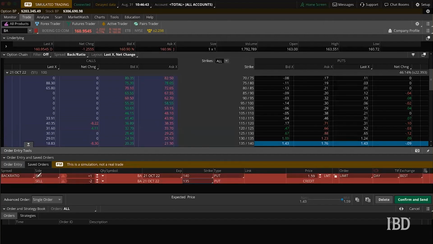And to sum it up, we are looking to buy one October 21st expiring 140 put and sell two October 21st expiring 130 puts. So we'll switch that here. 130 puts. And the total credit that we're going to receive for this is around 27 cents in total premium.